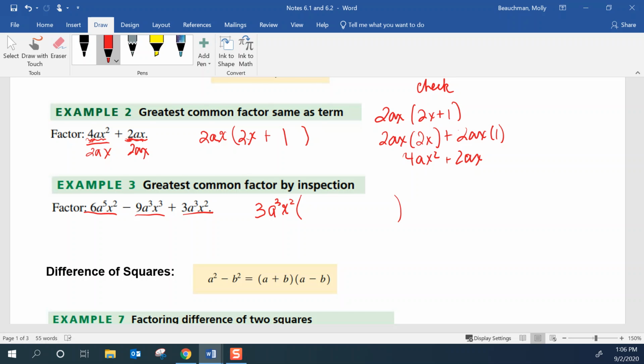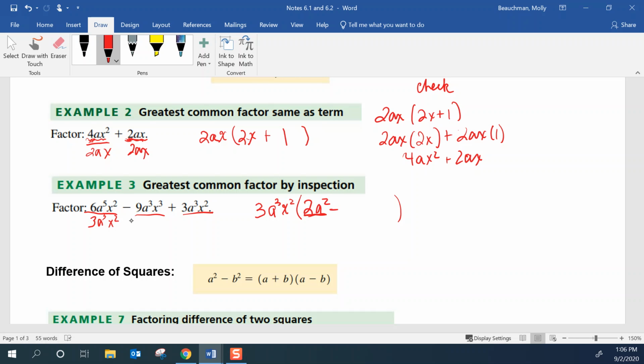Then we're going to think about this a little bit differently. If you don't like the dividing, think about 3a to the 3rd x squared times what would equal 6a to the 5th x squared. So you can think about it either way. What do I have to multiply by, or divide them by? For the first term, I get 6 divided by 3, which is 2. A to the 5th divided by a to the 3rd, subtract the powers, is a squared. The x squared divided by x squared is 1.